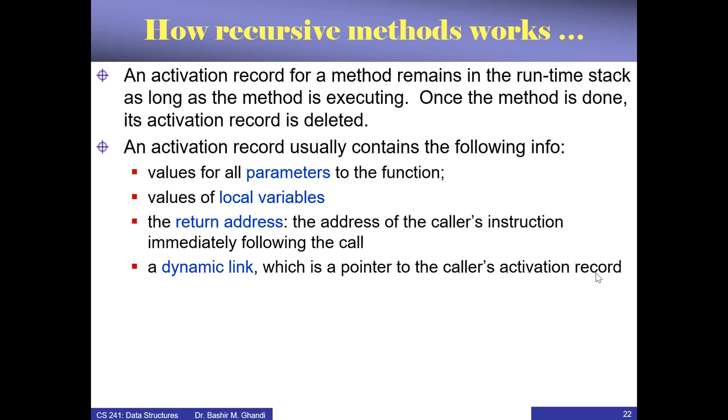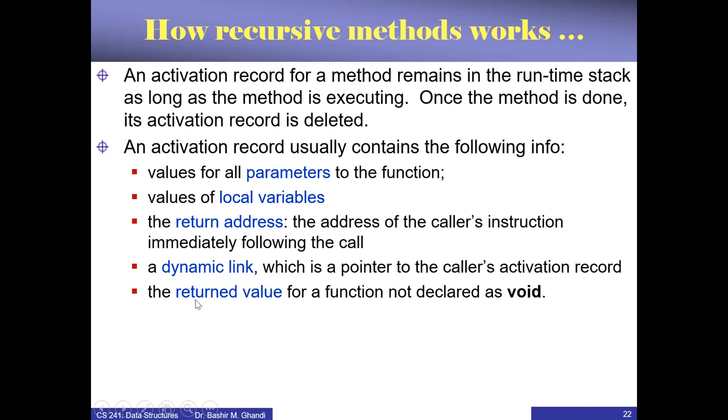Because after we remove the activation record for the called method, we're going to go back to the activation record of the caller. So we need a reference to that. This is called the dynamic link. We shall see a diagram showing all this information, which will probably make it clearer.